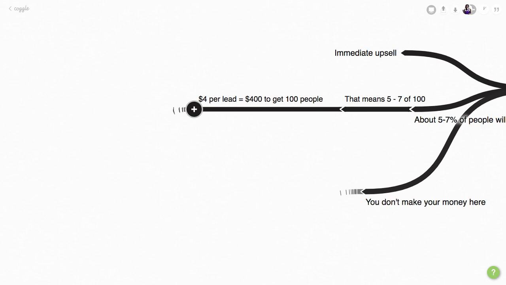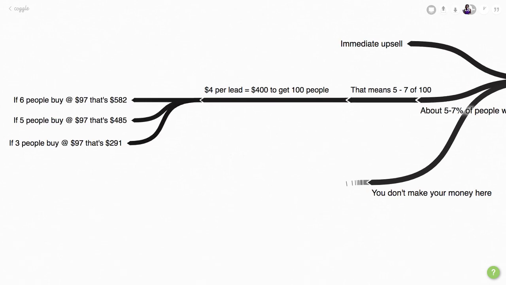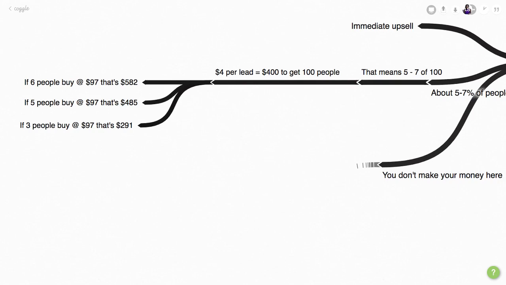So it costs you $400, and I just did some estimates. If 6 people buy and your immediate upsell is $97, you'll make $582. You spent $400, you made $582. That's awesome. It's not always like that, but that's pretty good. If 5 people buy, you made $485. So you spent $400, you made $485. If 3 people buy, you made $291. So that's still not bad.